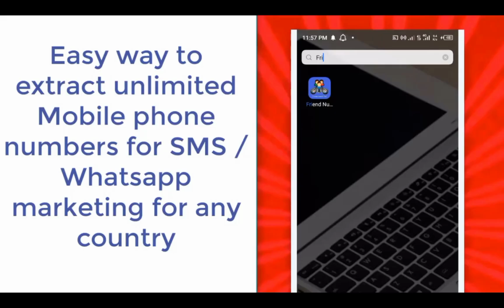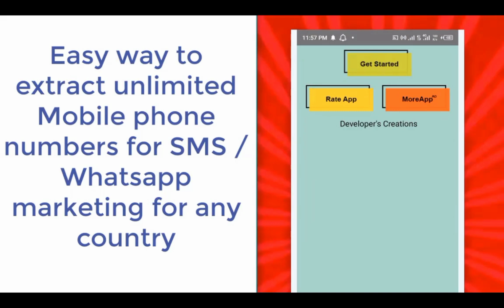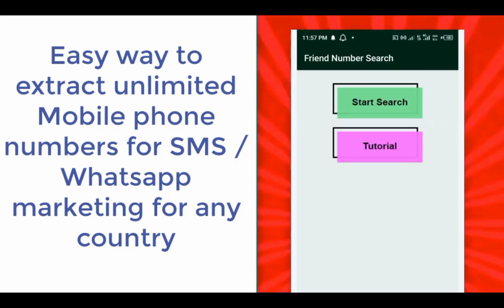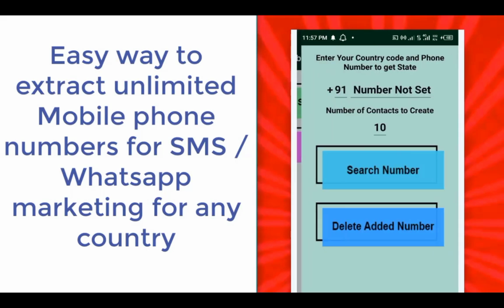Next we're going to be using this powerful application to extract unlimited phone numbers. This application does not have a limit on what you can extract. It's quite different from the first one we just used. Let's get started. Click on the application. Once it's opened, you click on get started. All right, click start search.